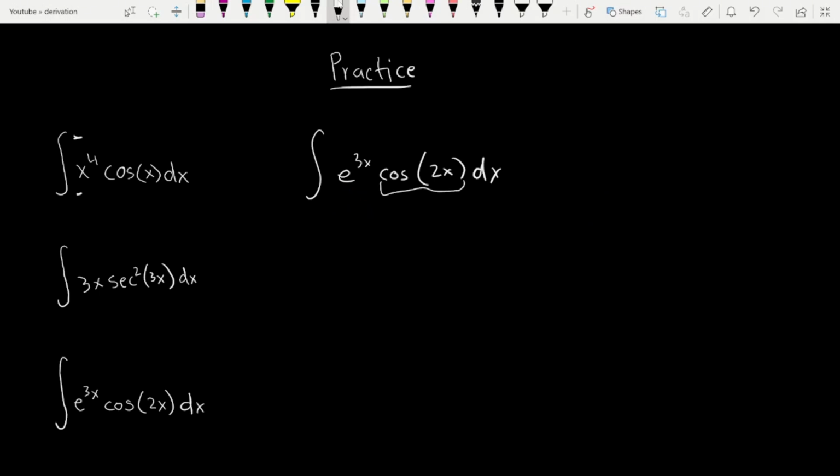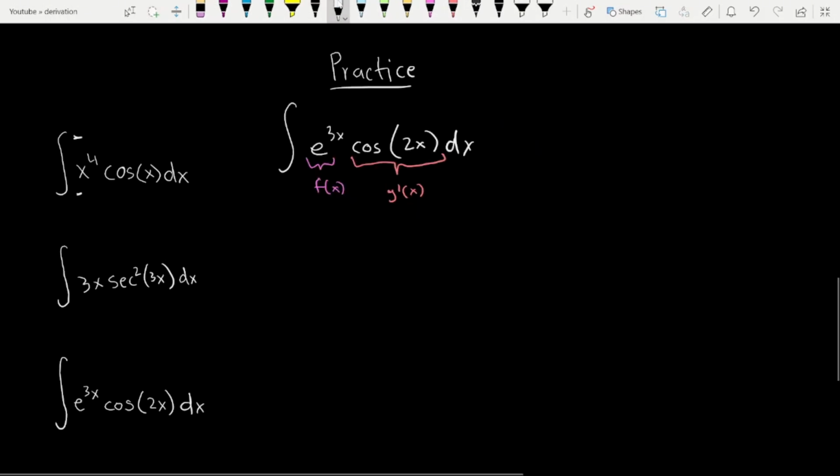Cosine 2x doesn't make a difference either, because what happens when you integrate cosines? When you integrate cosines, they become sines, and when you differentiate them, they become negative sines, and then they keep on alternating as well. So this really doesn't make a difference. You can choose this as your g prime of x, or this as your g prime of x. It's your choice. What I'm going to do is choose this thing right over here as my f of x. So I'm going to be differentiating this, and this thing right over here is going to be my g prime of x. I'm going to be integrating this. You can do it the other way if you want to.